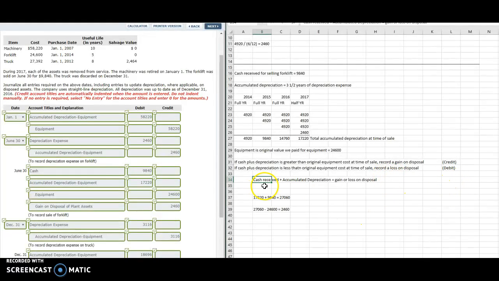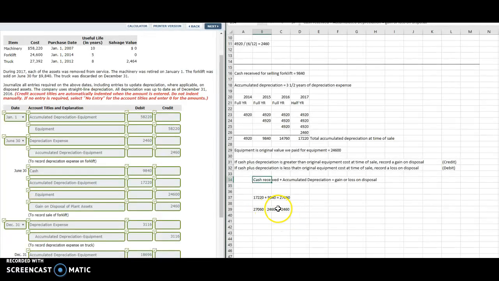So we would take our cash that we received for our forklift, which is $9,840, and we would add our accumulated depreciation of $17,220. Again, that's 3.5 years of accumulated depreciation. Gives us a total of $27,060. And we know that the original asset, or the forklift, cost us $24,600. So our cash that we received plus our accumulated depreciation is greater than the value that we originally paid for the asset. So that tells us that that was a gain on disposal of asset.